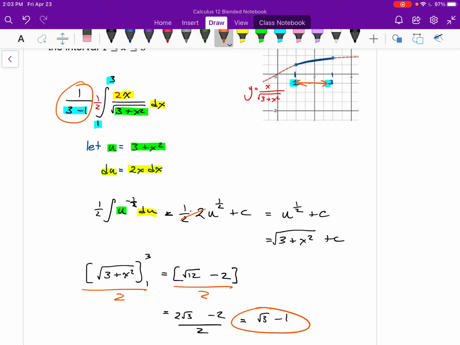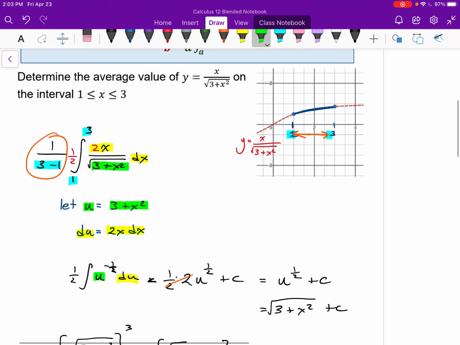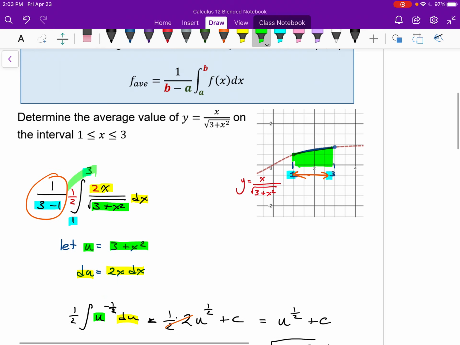And really, all we did was find the shaded region here. That was most of our work. That is all of this right here. And then divided by 2, because 2 was the total distance between the beginning and the end.